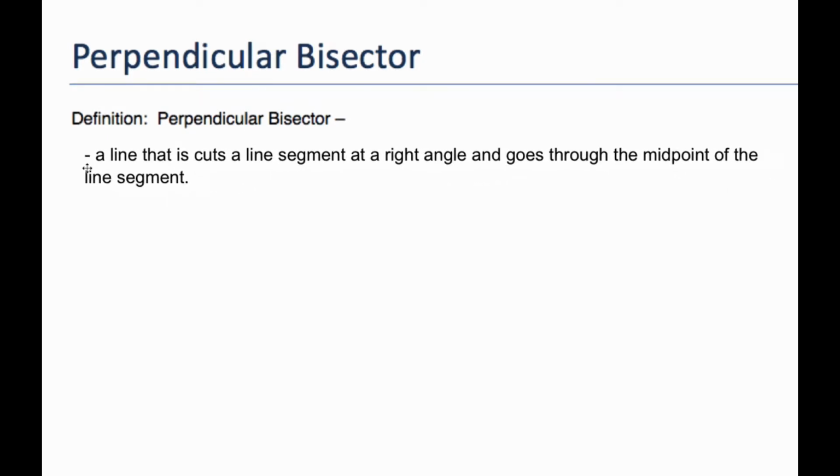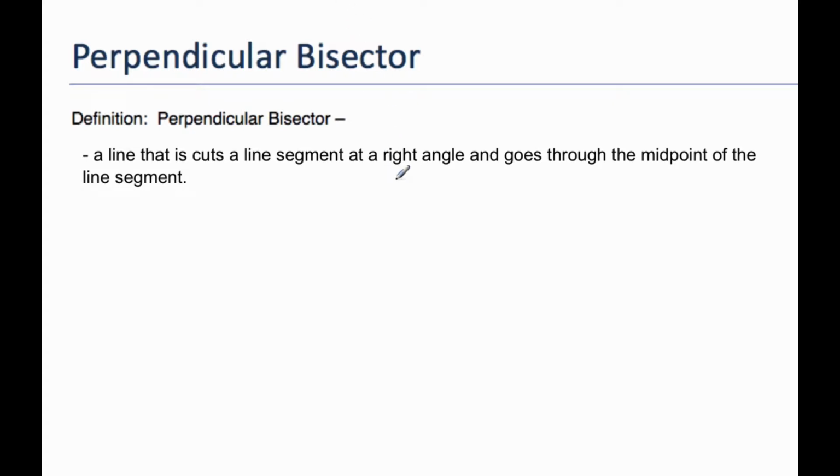And so what we can see, the definition of perpendicular bisector is a line that cuts a line segment at a right angle and goes through the midpoint of the line segment. Okay? So the line is the perpendicular bisector. You have to recognize that it's talking about two things, perpendicular and bisector. The perpendicular is the right angle part. The bisector is the midpoint aspect.